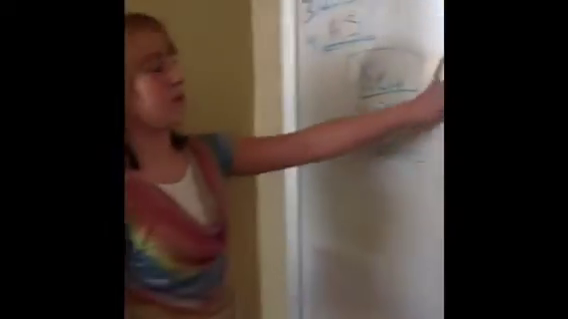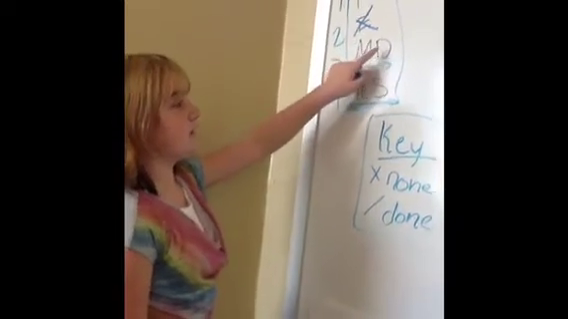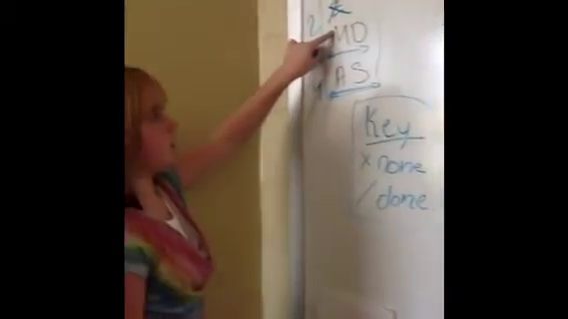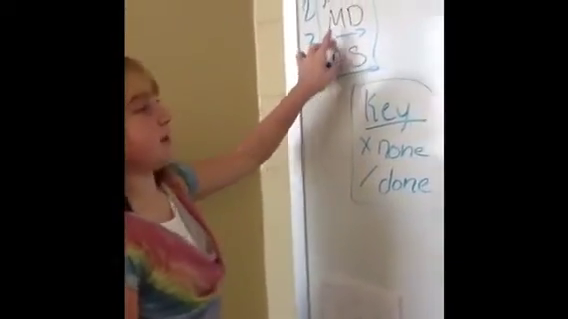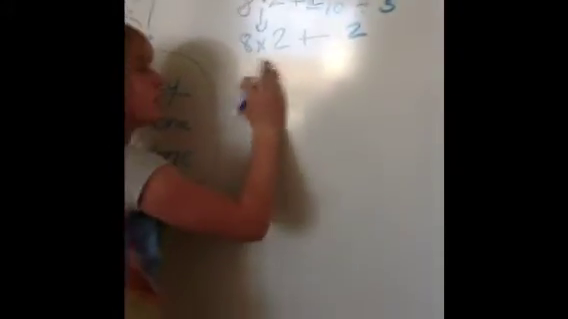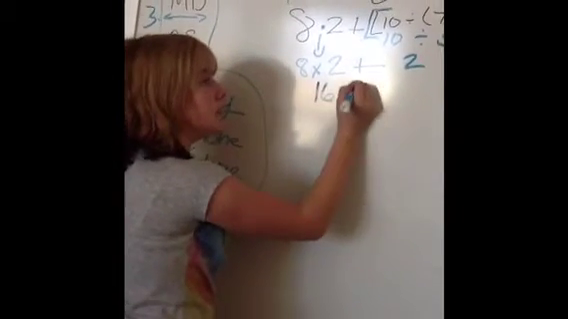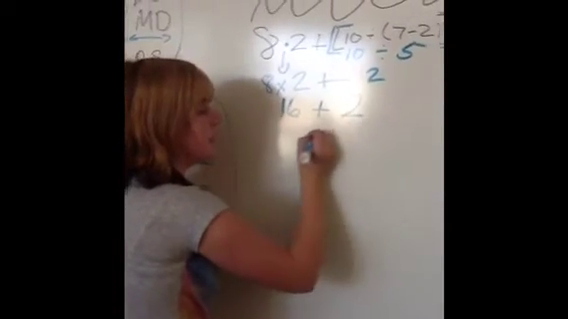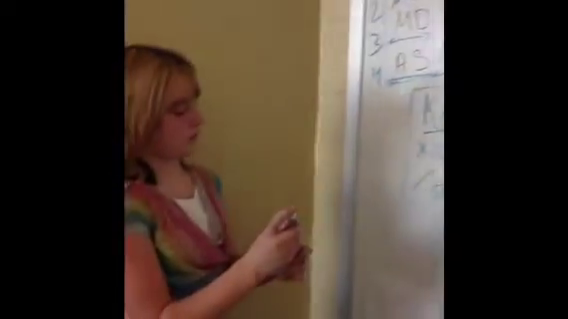Now, here's where the tricky part comes in. Most people think you just do addition, subtraction, multiplication, division, left to right, whichever comes first. Well, first your left to right is multiplication, division. Then you do addition, subtraction after you're done with multiplication, division. So 8 times 2 equals 16, plus 2 equals 18. And 18 is the answer.